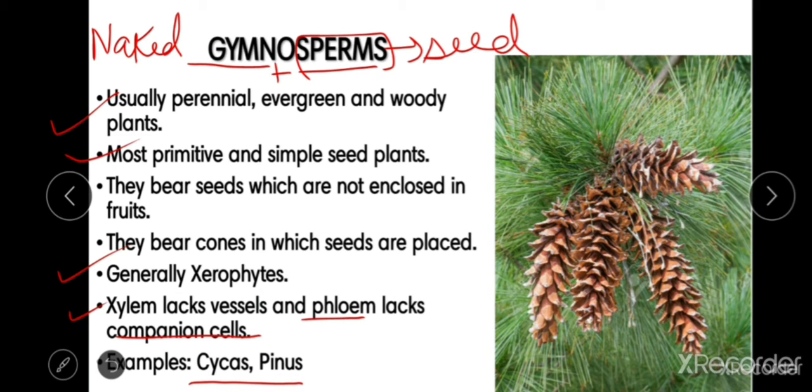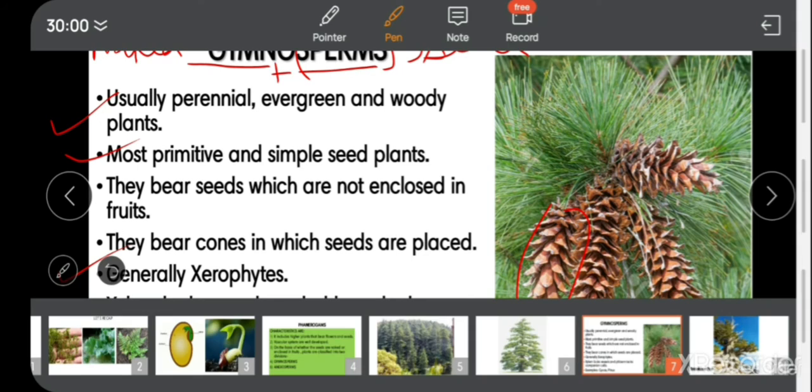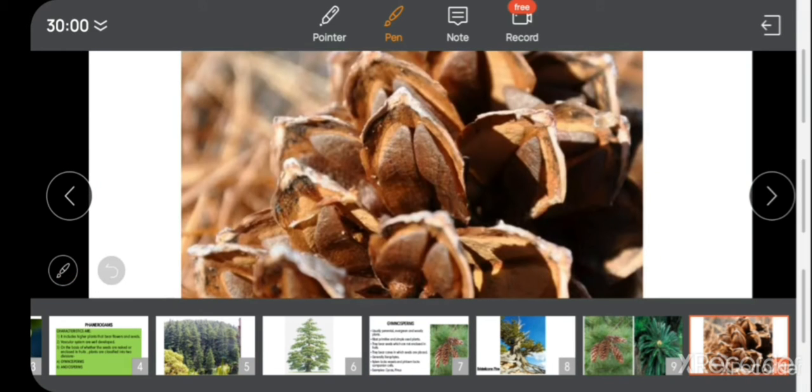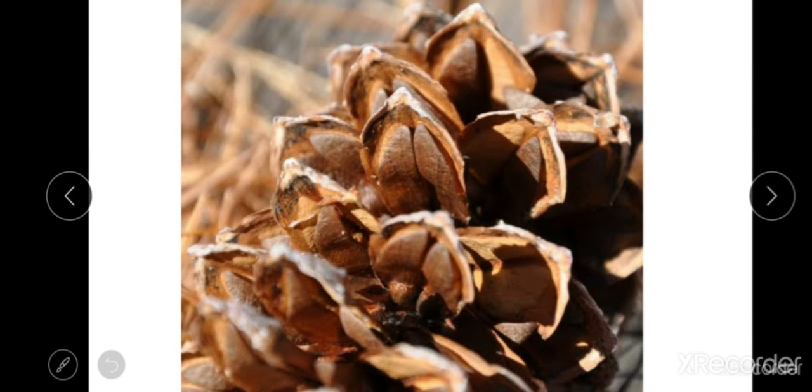The picture which you can see in this slide shows cones of a pine tree. Basically, inside these cones, there are seeds. Let us observe this closely first. Here you can see the picture of a cone. These cones have scaly, woody leaves, and between these scaly woody leaves, there is a seed. This is a scaly leaf, and these are seeds.